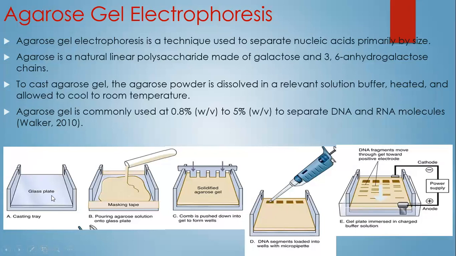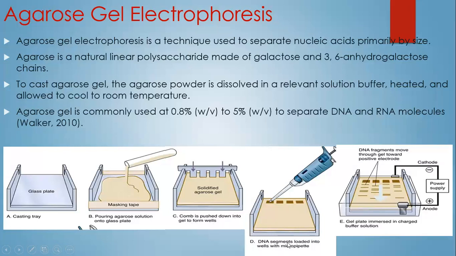So this is the casting tray. First we pour the agarose gel solution into the glass plate, then wait for it to solidify. After that, a comb is pushed down into the gel to form wells, and then we wait for it to solidify.